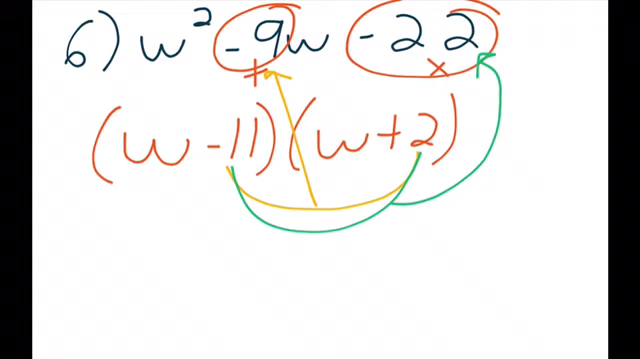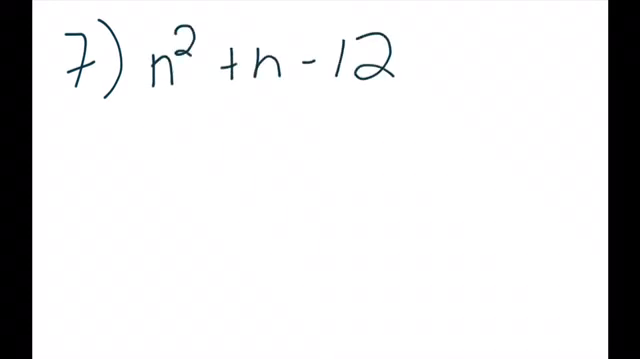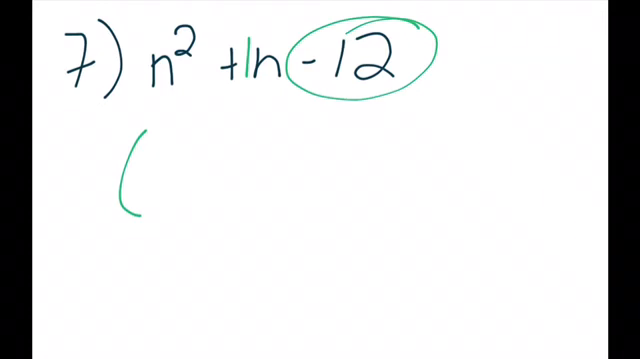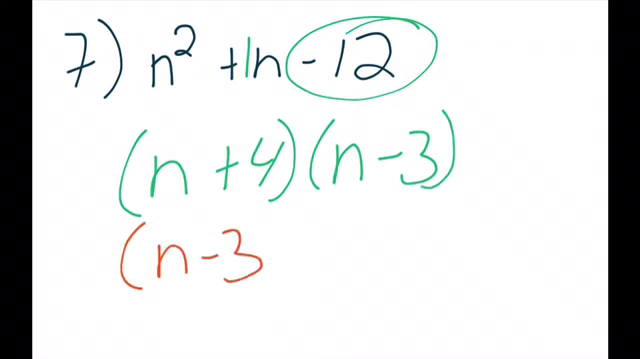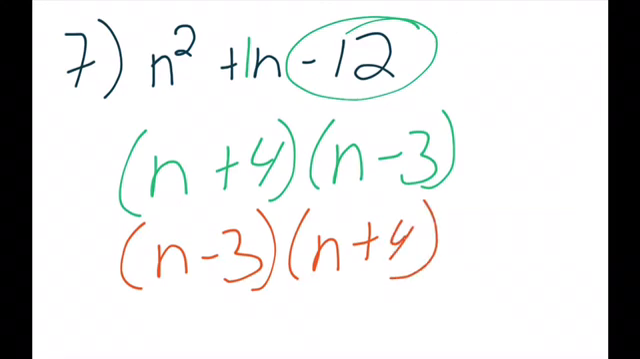Okay, number 7. We have n squared plus n subtract 12. And once again, two numbers that when multiplied give me a negative 12, and when added give me a positive 1. That would be n plus 4 times n subtract 3. Or I could say n subtract 3 times n plus 4. Does not matter either way. They're both correct.